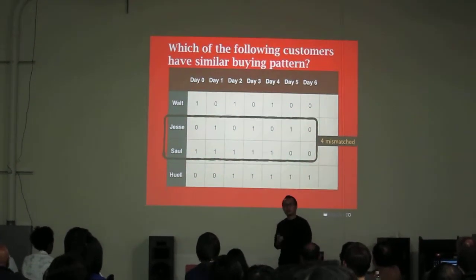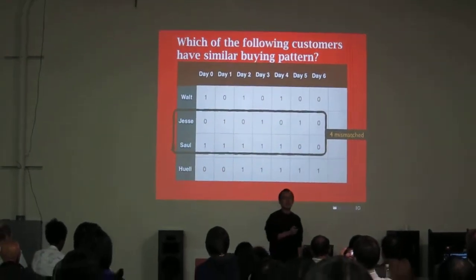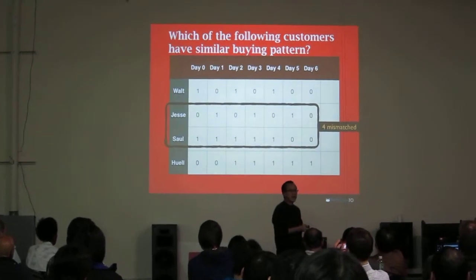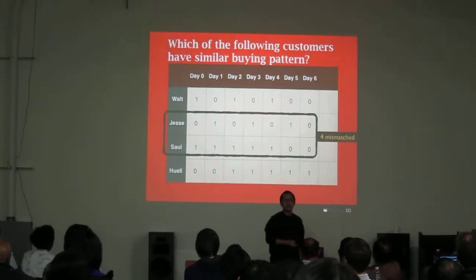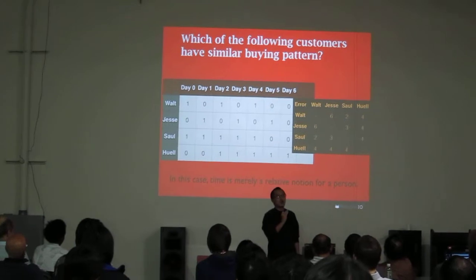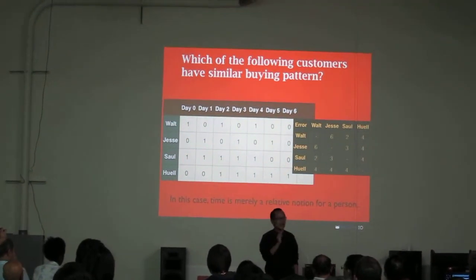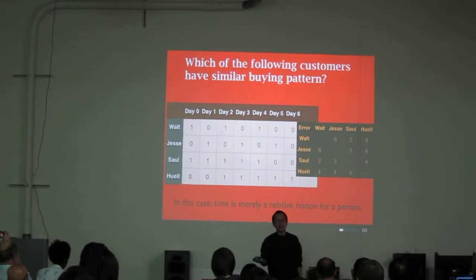So what is the problem here? The problem is we defined our similarity function wrong. We forgot that time can be a relative notion. What we really care about is whether or not they buy things at a regular interval, but the absolute time doesn't really matter.